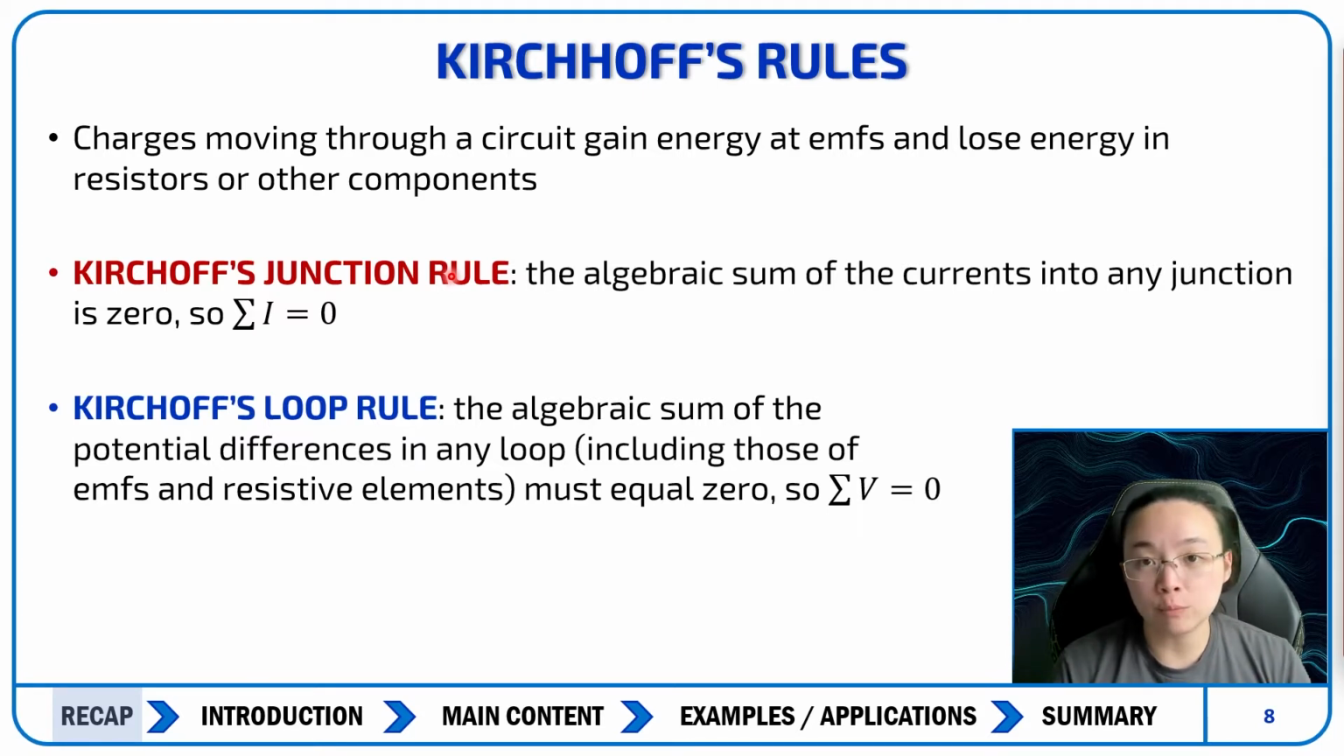You have Kirchhoff's loop rule. No matter what loop you look at within your system, if you have a loop, then the algebraic sum of those potential differences must be equal to 0. So in that case, all of the voltage going into the circuit must also come back, and it all has to add up to 0.